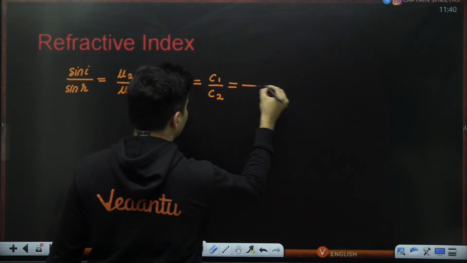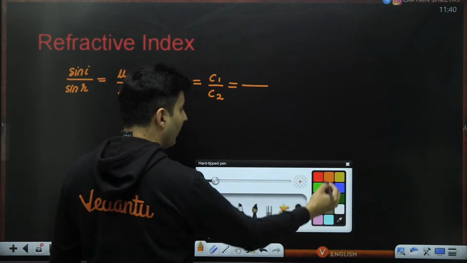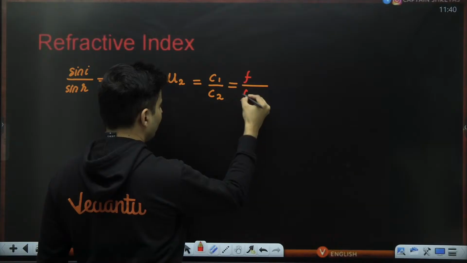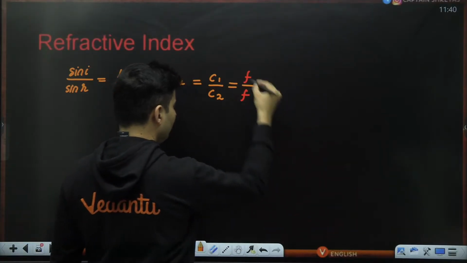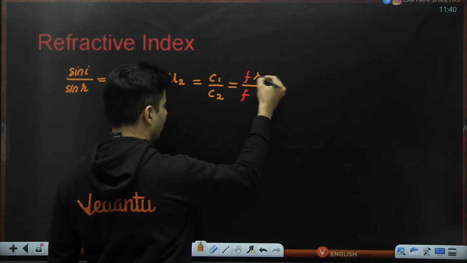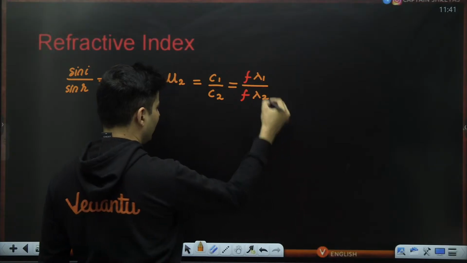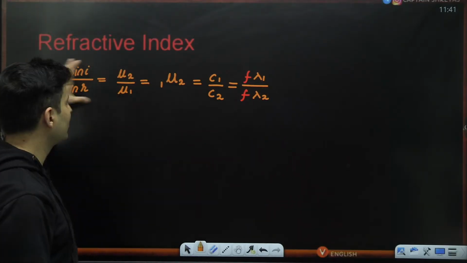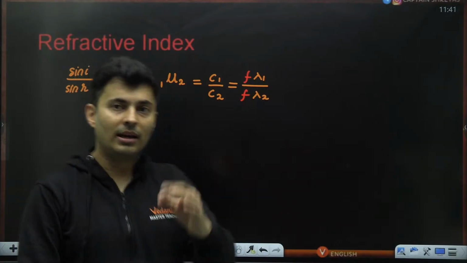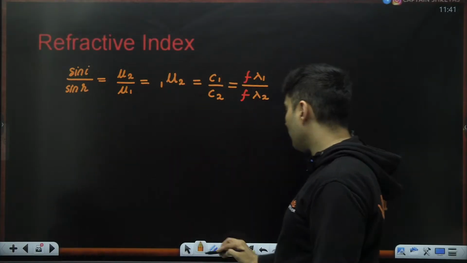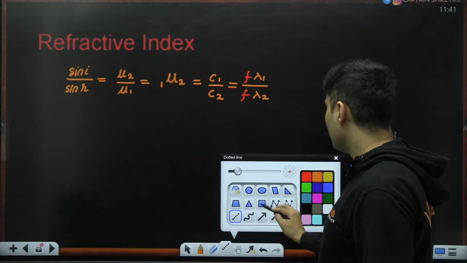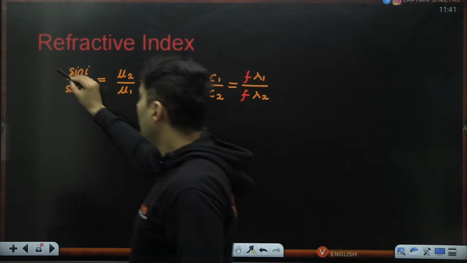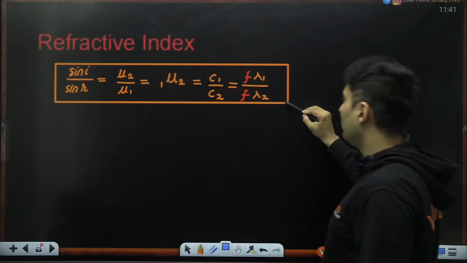This speed of light is frequency into wavelength. But remember, the frequency is always going to be the same. Even if I put it, it will get cancelled. So lambda 1 and this is lambda 2 over here. This is the most generic equation which you can ever make from your refraction formulas. So please remember this, guys. Very, very important formula. Snell's law combined with everything.